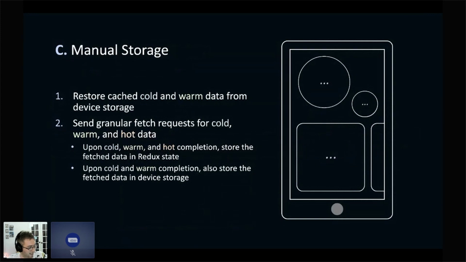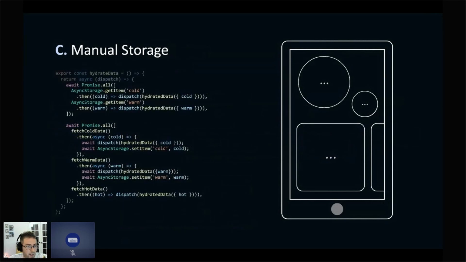So let's modify our data strategy here. First, we restore cached cold and warm data from device storage in case we previously stored it. We then send out requests for cold, warm, and hot data. And then once the cold and warm ones complete, in addition to dispatching their data to be stored in the Redux state, we also store them locally. This means that when the app first loads, we can immediately, very quickly, get the data that was stored in our local storage, our async storage.